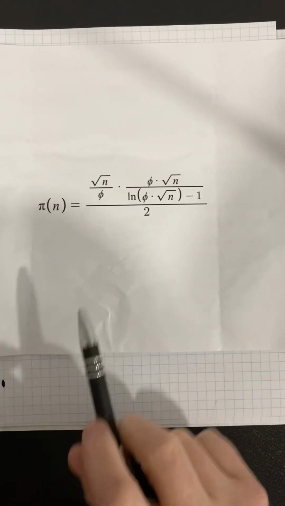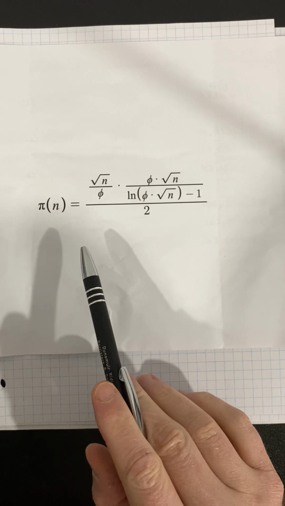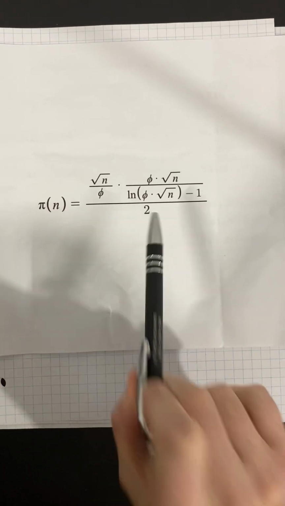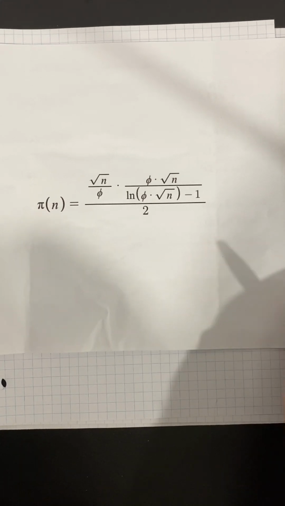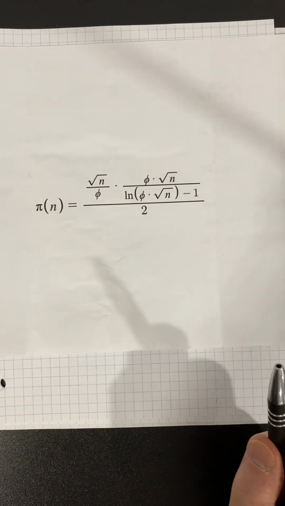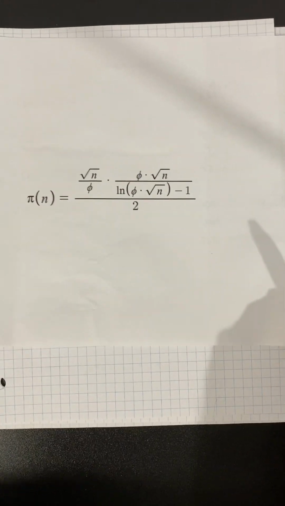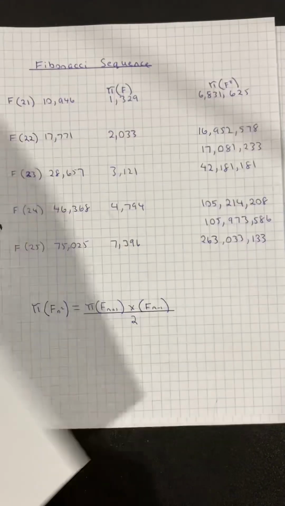Hello, welcome to part 2 of using the golden ratio to predict the prime density. Here's the formula for that. So yeah, if you're ever going to use the golden ratio, obviously the Fibonacci sequence comes into effect. So let's have a look at that.